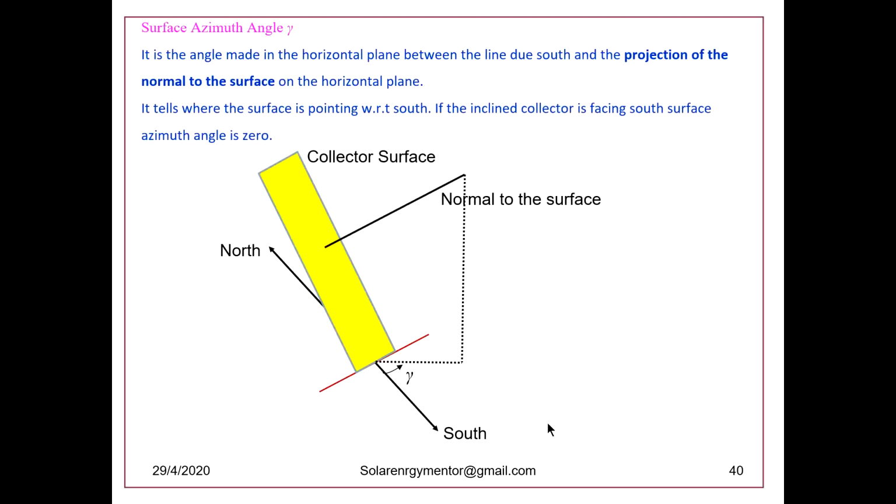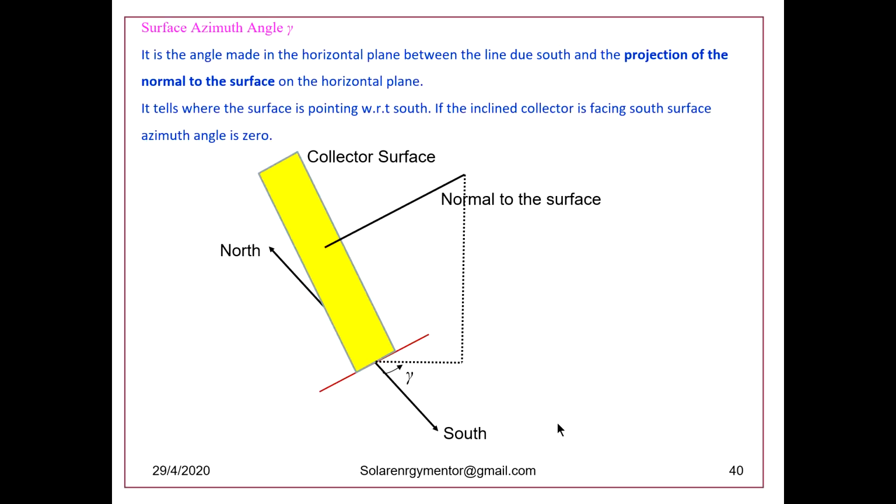Surface azimuth angle. Similar to solar azimuth angle, surface azimuth angle is also important in estimating the solar radiation intensity falling on the collector surface. We locate a point in a space by its x, y and z coordinates. So similarly, a plane is located by its normal. So azimuth angle is related to that.